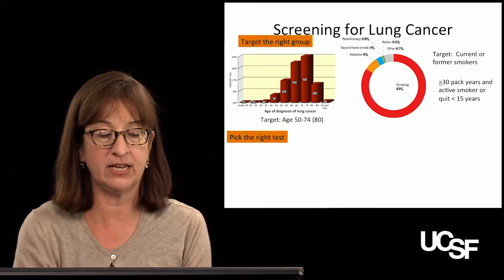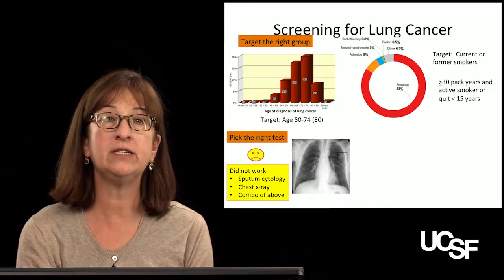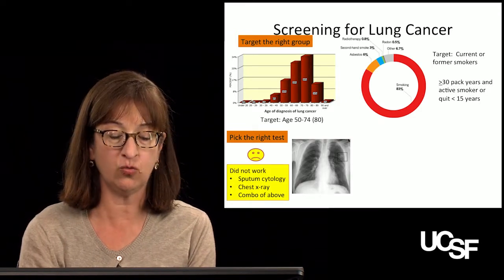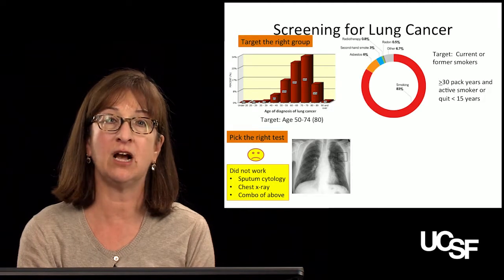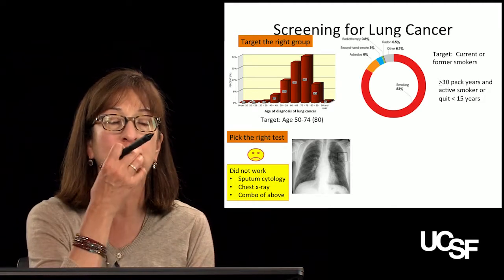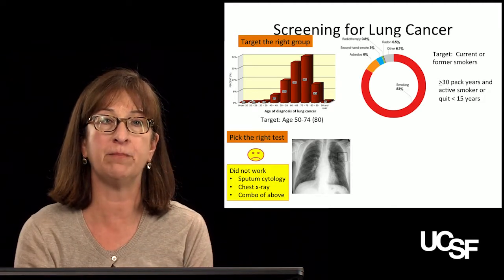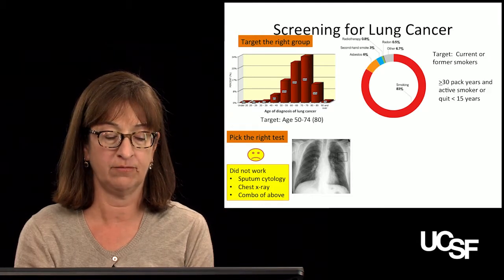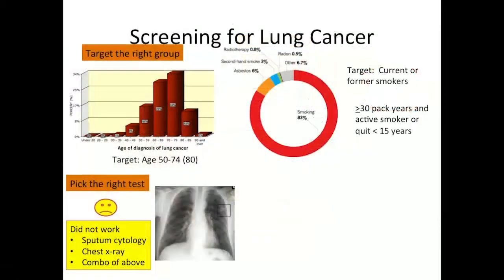Next, we want to pick the right test. Well, what didn't work was doing sputum cytology, just having smokers cough out sputum into a cup and looking for cancer. Now, why didn't that work? Well, again, we'll go back to the same x-ray of this patient here. This nodule, let's say it is a lung cancer, is very peripheral.